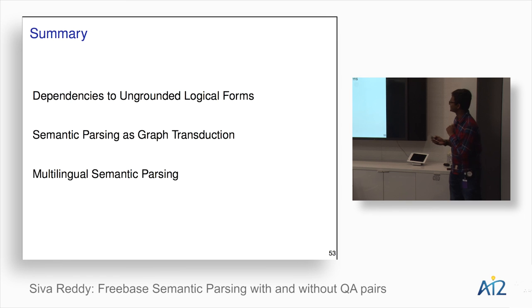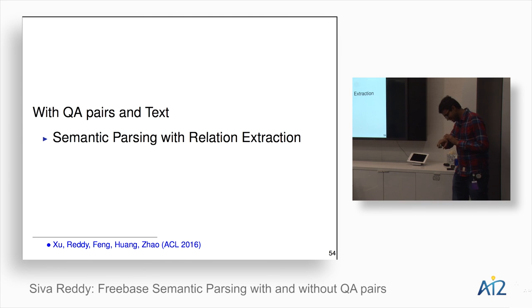Cool. So, to summarize this part, what we did is convert dependencies to logical forms, and then we treated it as a graph transduction problem. One good thing is we could also do multilingual semantic parsing because we have dependency tree banks in multiple languages. Okay. Quickly, I'll take 2 minutes, not more than that, okay?